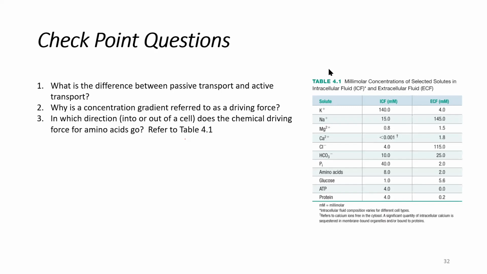So thinking about our downhill versus uphill, which of the two would be which? Downhill would usually be your spontaneous or passive transport, and then uphill would be your active or non-spontaneous transport. Perfect. Yes, so that's correct as well. So uphill would be active, downhill would be passive.